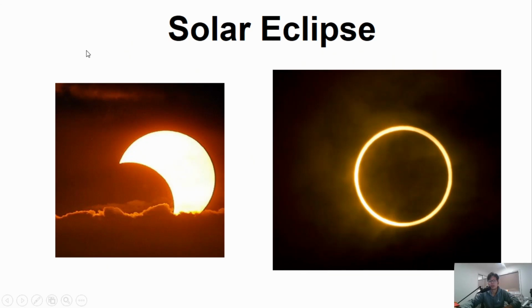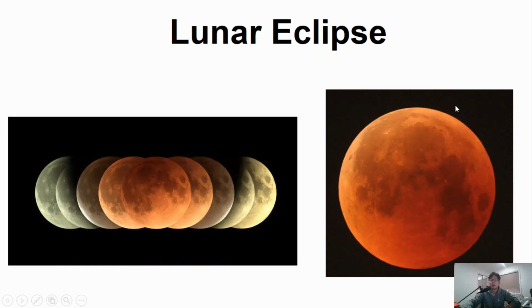Alright, so here are a couple of images of the solar eclipse. On the left here we have a partial eclipse, which is when the moon is partially covering the sun. And on the right we have a full or total eclipse where all of the moon is covering the sun. And over here we have a couple of images of the lunar eclipse. On the left are the different stages of the lunar eclipse, as you can see, passing through the penumbra and then completely into the umbra. And on the right is when it is completely in the eclipse.